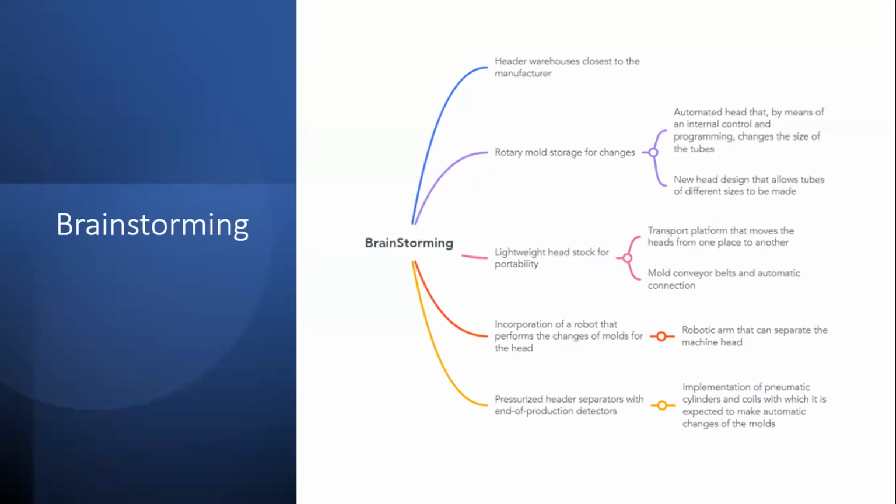For the brainstorming, here's the method where we propose several ideas that can be grouped in some branches with the same purpose, of which the last ideas in each branch will be the most relevant, resulting in 3 of these being chosen, which are the following: the automated head that, by means of an internal control and programming, changes the side of the tubes. Another one is the robotic arm that can separate the machine head. And the last one is the implementation of pneumatic cylinders and coils, with which it is expected to make an automatic change of the molds.